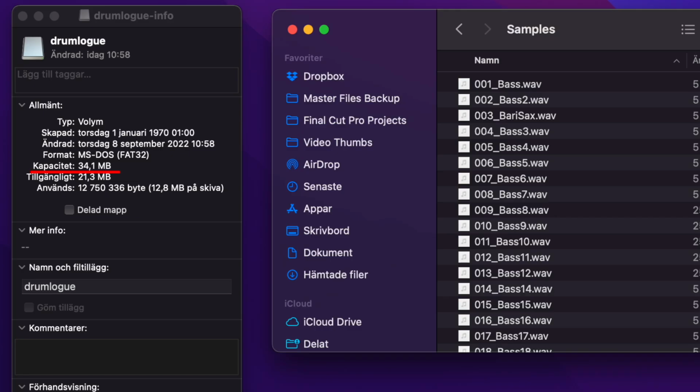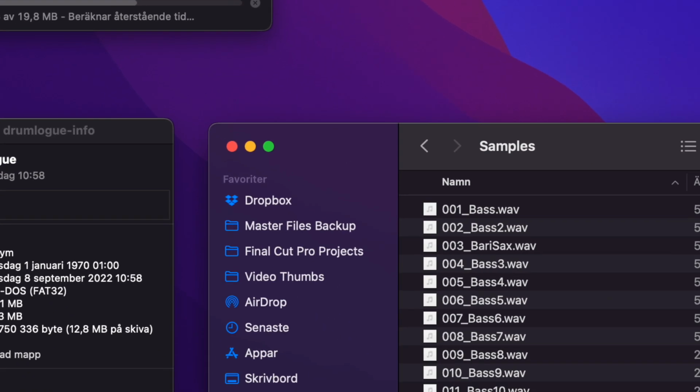Now, the Drumlogue is not without its own problems and limitations, and I think that the biggest limitation for me is the small sample memory. You only have about 34 megabytes of sample memory for loading your own samples. So you can load about 100 samples into the unit and you can get really far with that, but it is a limitation that you should be aware about.